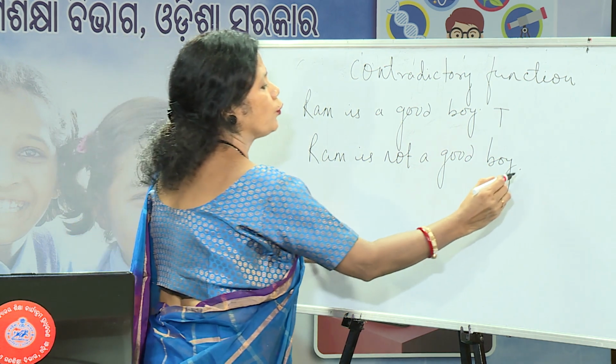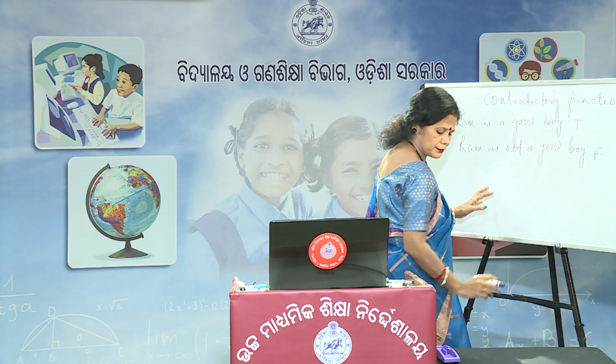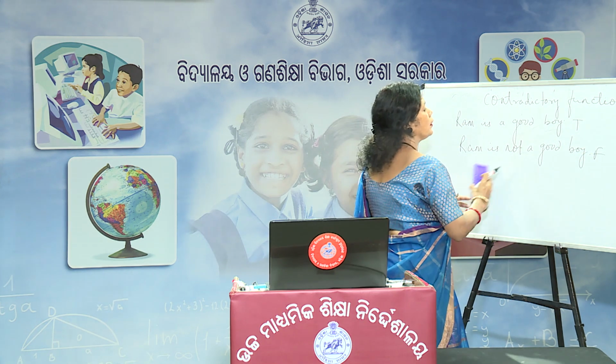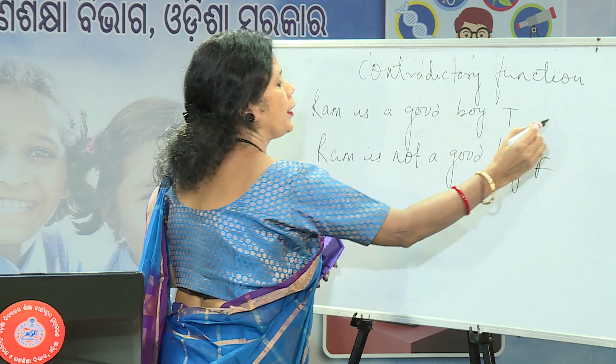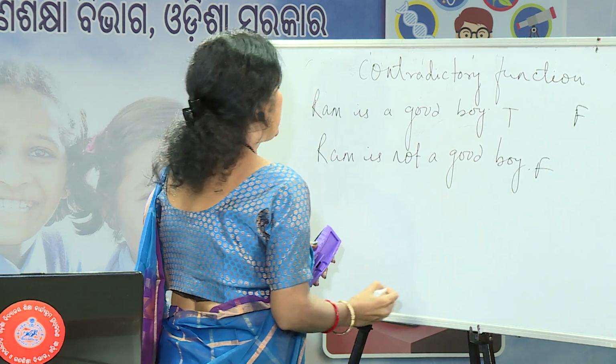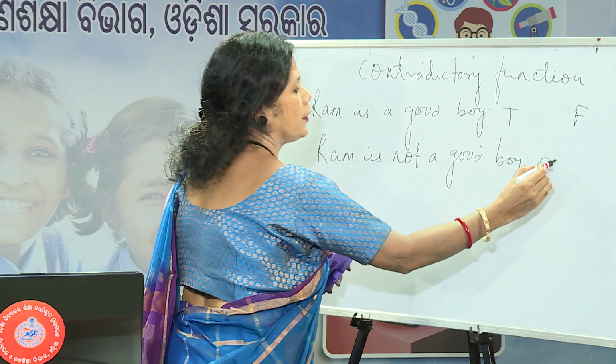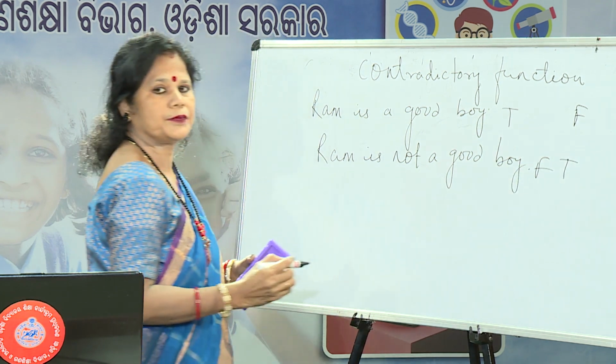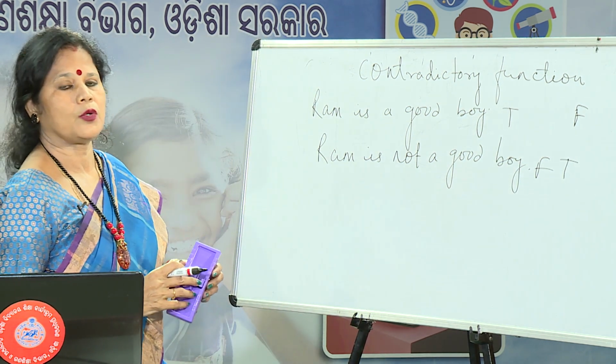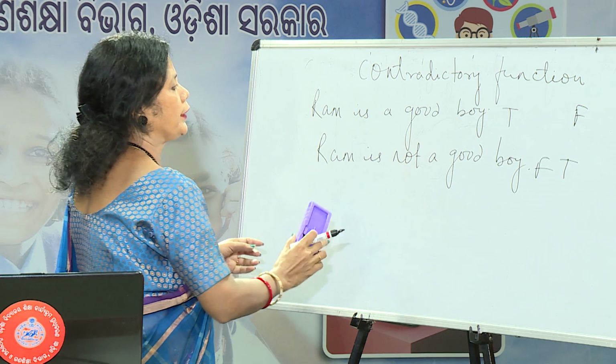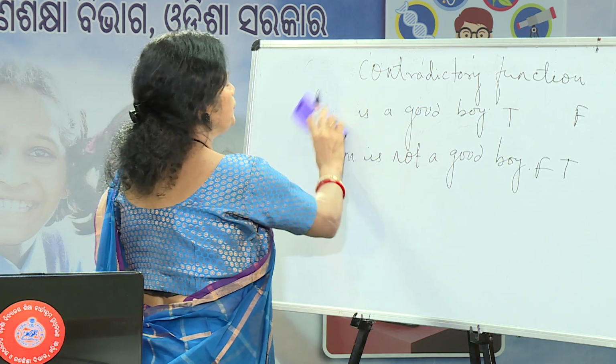This is your contradictory proposition. If Ram is a good boy is true, then Ram is not a good boy will be false. If Ram is a good boy is false, then Ram is not a good boy is true. Okay? So, this is your contradictory proposition.